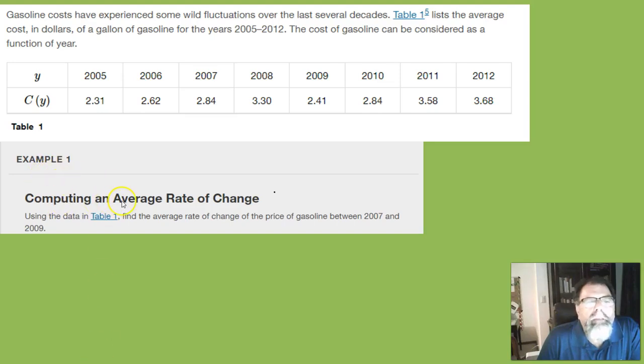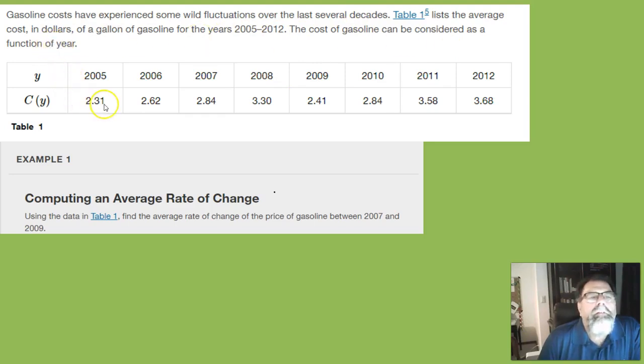Example 1, computing an average rate of change. Using the data in table 1, which I have above here, find the average rate of change of the price of gasoline between 2007 and 2009. Gasoline costs have experienced some wild fluctuations over the last several decades. Table 1 lists the average costs in dollars of a gallon of gas for the years 2005 to 2012. The gasoline price can be considered as a function of the year.